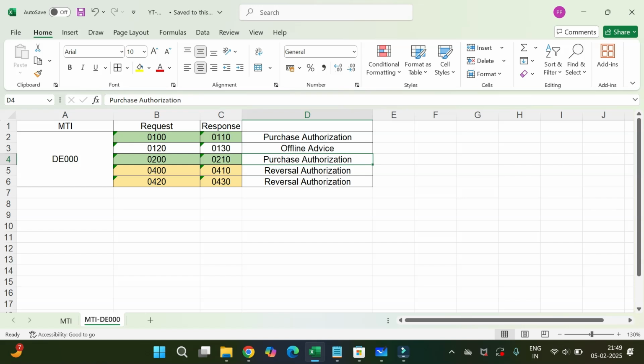A reversal is initiated when, imagine, you have purchased something and you don't like it or it wasn't so good, then you go back to the shop and return it. At that time your POS machine will process the cancellation. The second case is that a cancellation can occur if there is a timeout. So both are your reversal authorizations.